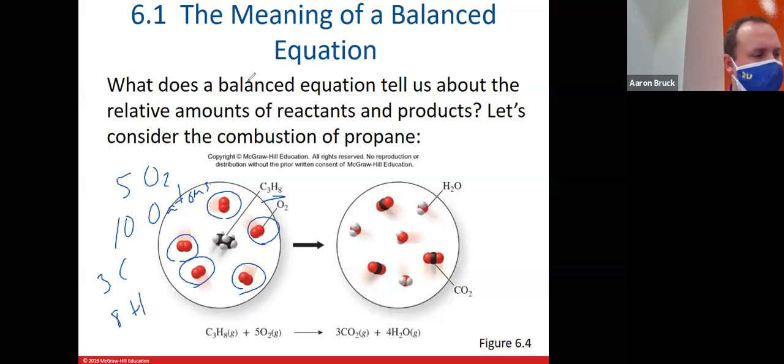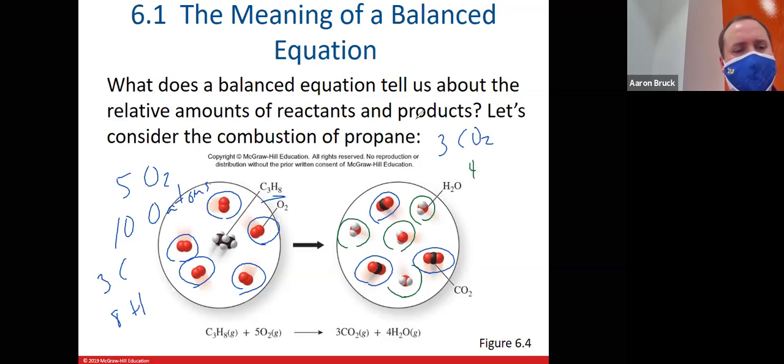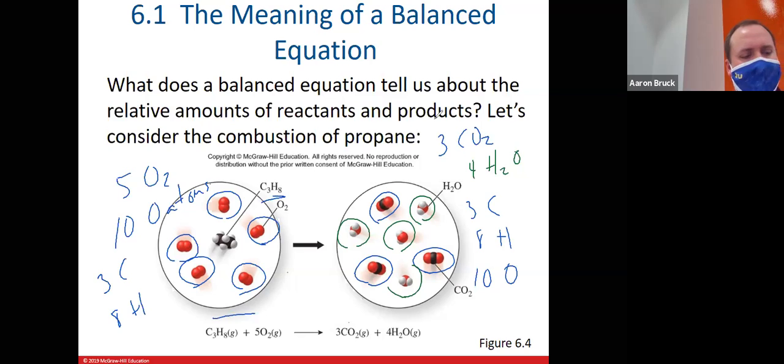If I flip it over onto the other side, I can see that I have 3 CO2s, 1, 2, 3, and I have 4 waters. Well, if I put those together, that would give me 3 carbons, 8 hydrogens, and a total of 6 plus 4 for 10 oxygens. Every atom that was here as reactant has come over as product, just in another form.